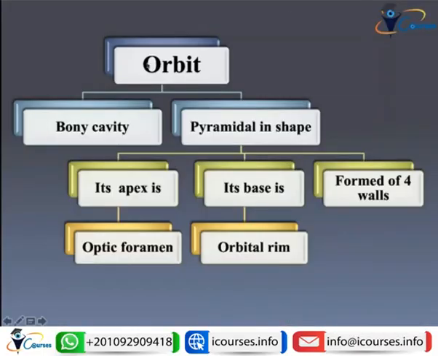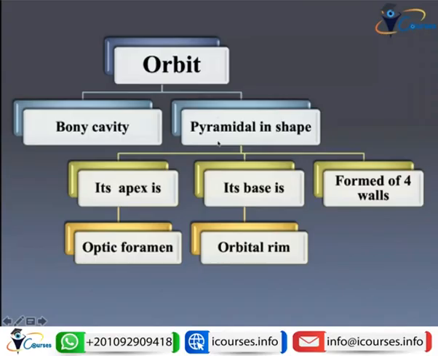So, what is the orbit? The orbit is a pyramidal bony cavity. So it is pyramidal in shape, meaning that it has an apex and a base. What makes the apex? It is the optic foramen, which transmits the optic nerve. And what makes the base? It is the orbital rim. So the orbital rim constitutes the base of the orbit, while the optic foramen makes the apex of the orbit.